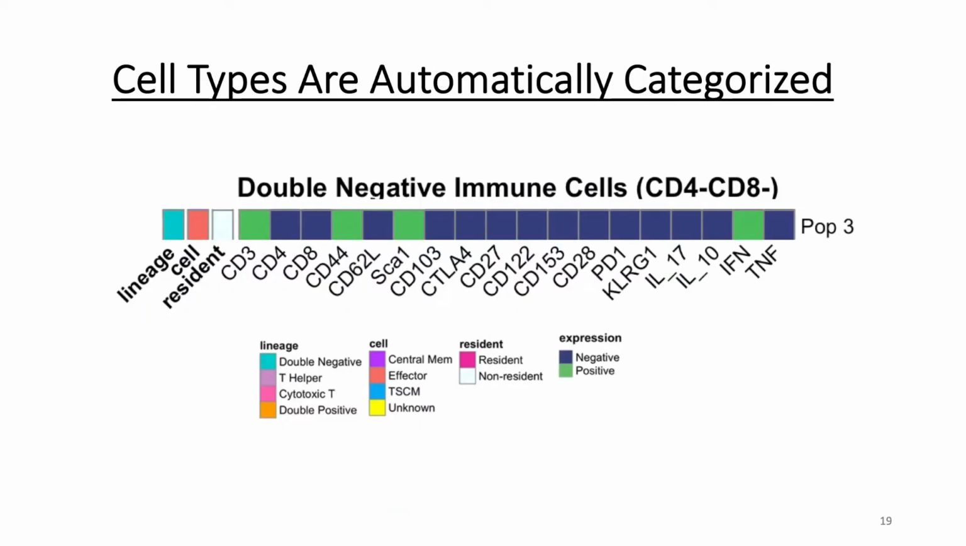So if we zoom in and look at an individual population, we can see, for example, that this population 3 expresses CD3, but not CD4, not CD8, CD44, but not CD62L, and so on. And these cells can also be automatically categorized as specific cell lineages and cell types according to the marker expression. So you will have to think about the specific cell types that you expect to see in your data, but then you can code in and say, I know that CD3 positive, but CD4 and CD8 negative cells are going to be double negative lineages. So you can code that in and have all the cells automatically categorized.